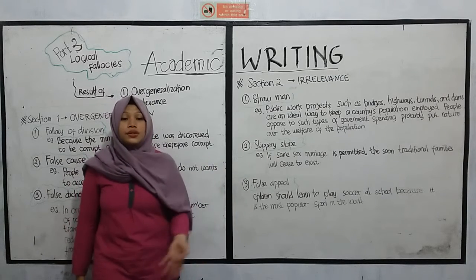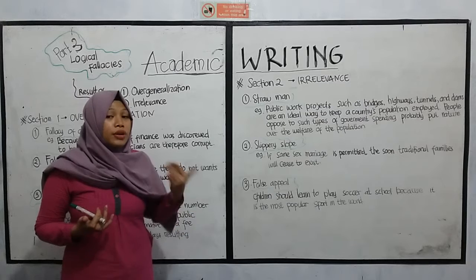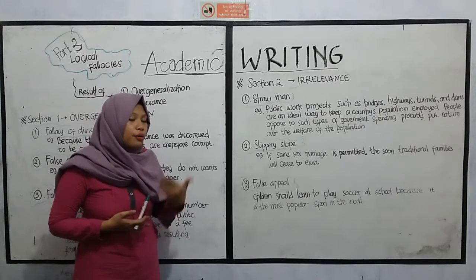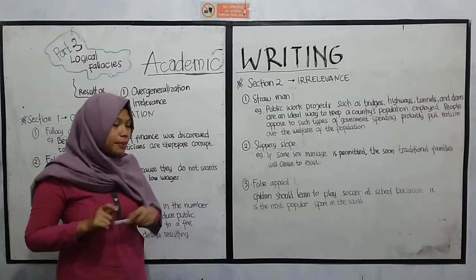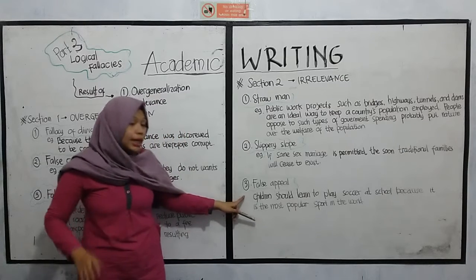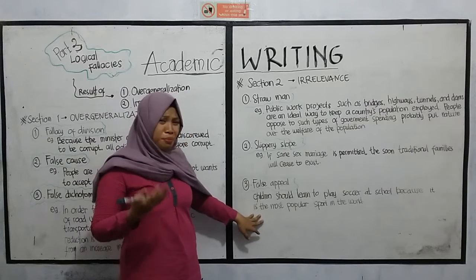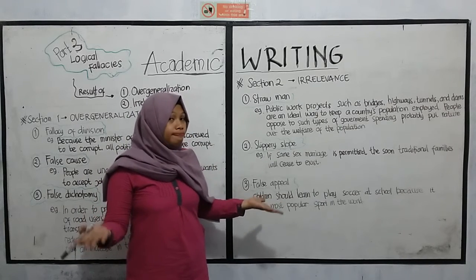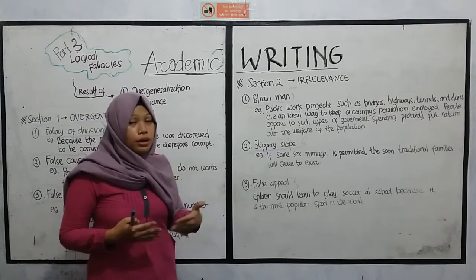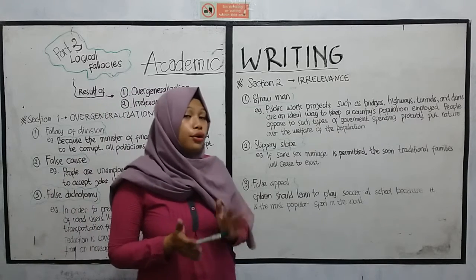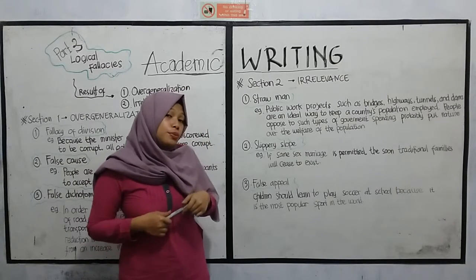And last is false appeal. False appeal is when a wrong authority or a wrong reason is cited to support an argument. For example, a very simple one. Children should learn to play soccer at school because it is the most popular sport in the world. This is a logical fallacy. Whether or not soccer is the most popular sport in the world, we cannot ask students to play soccer because of that reason.